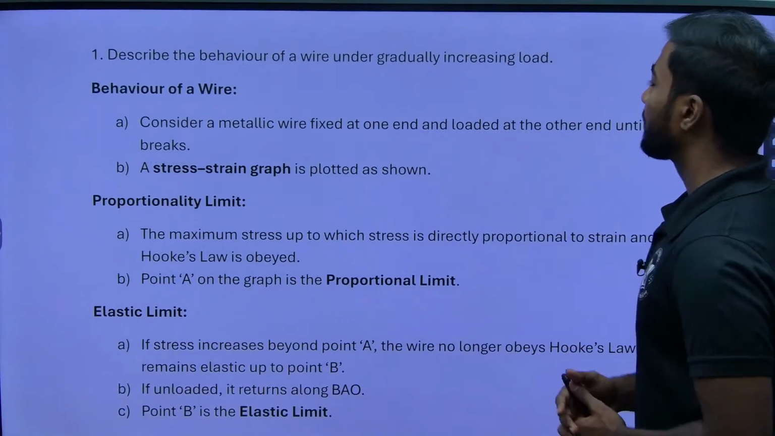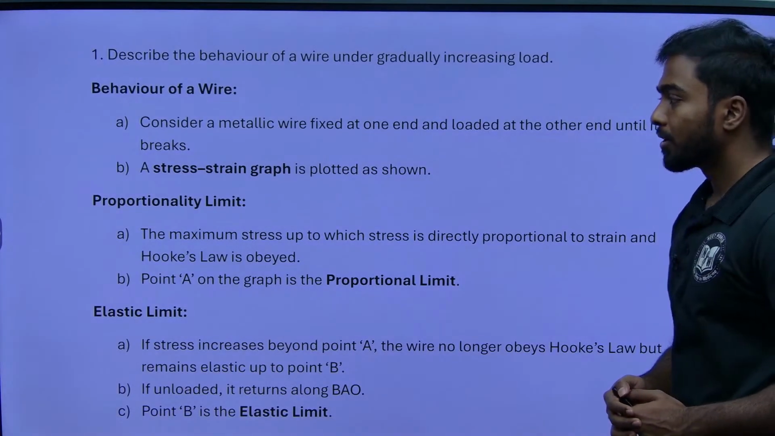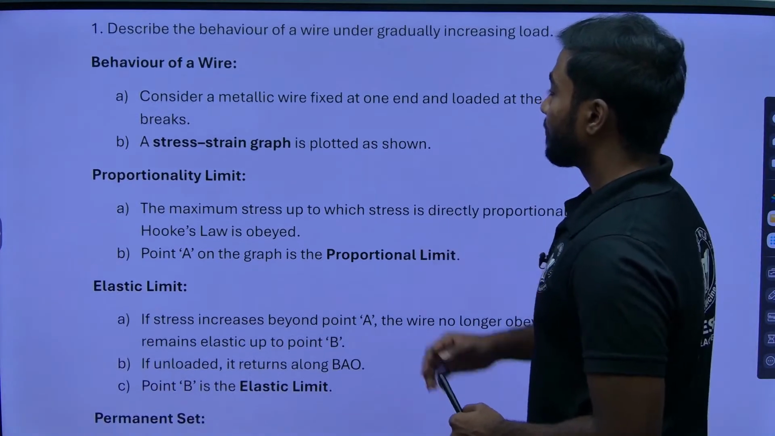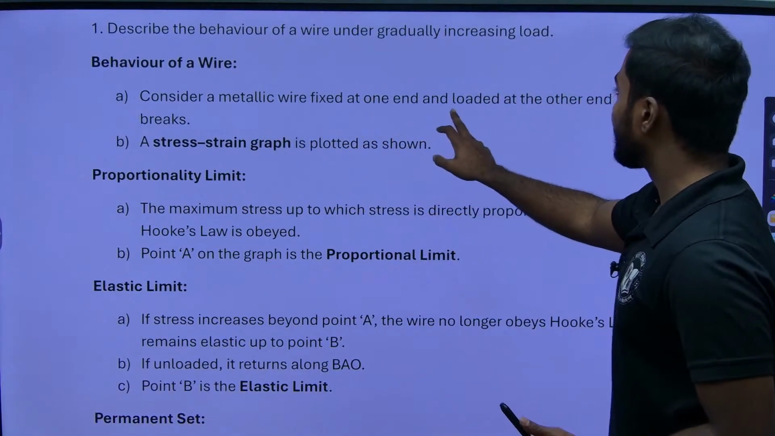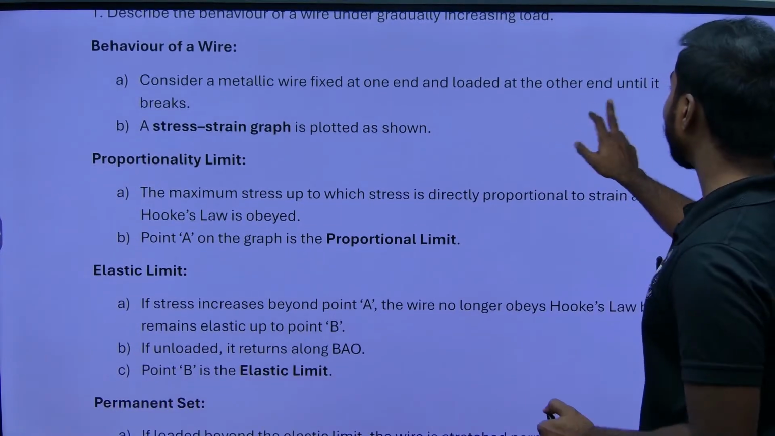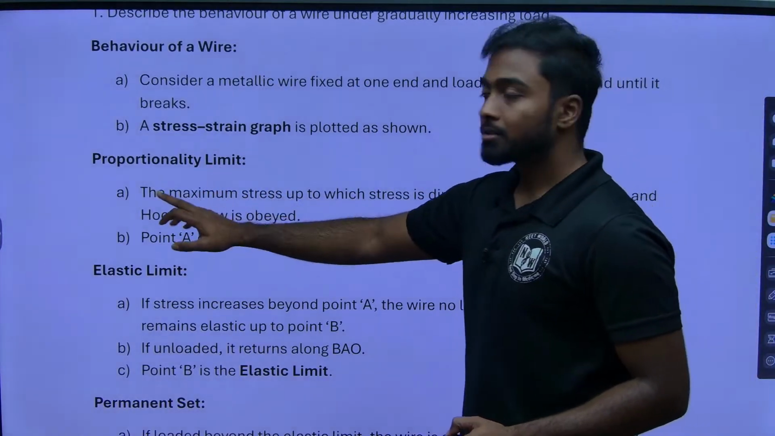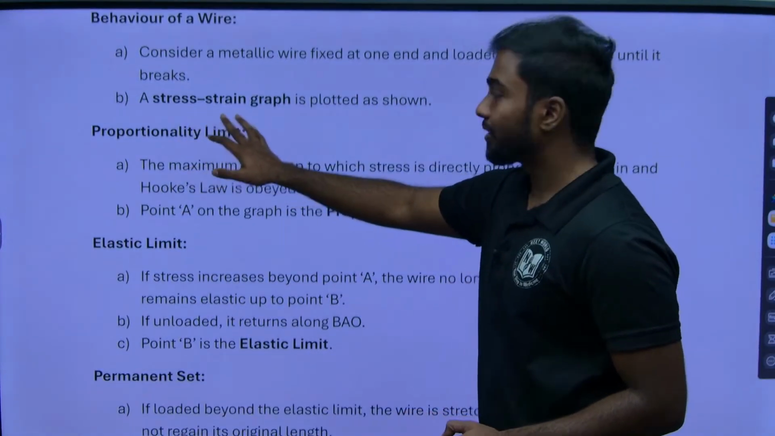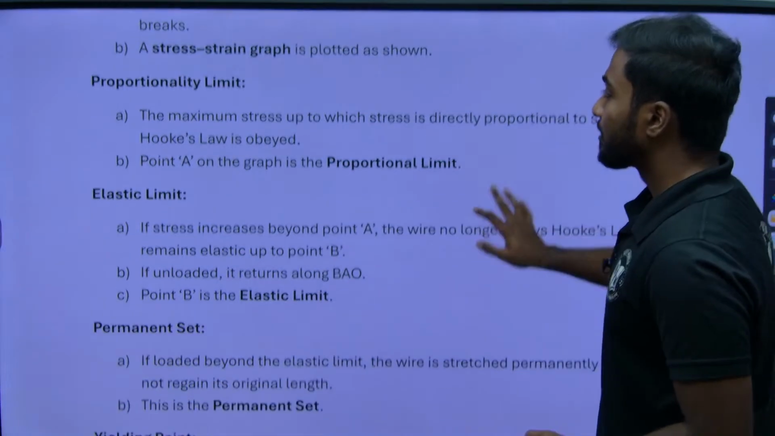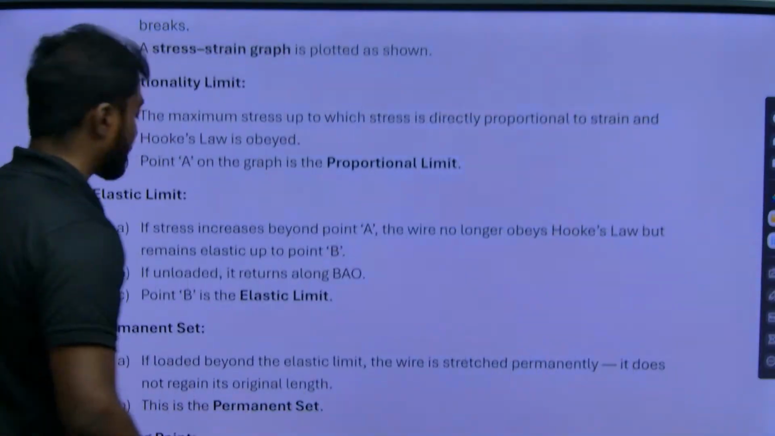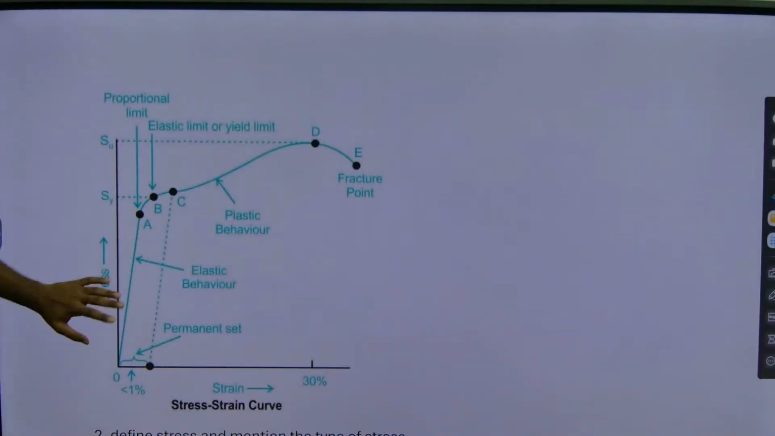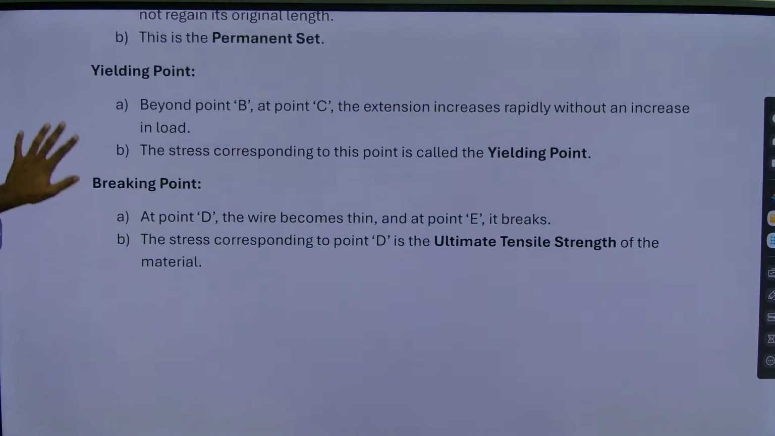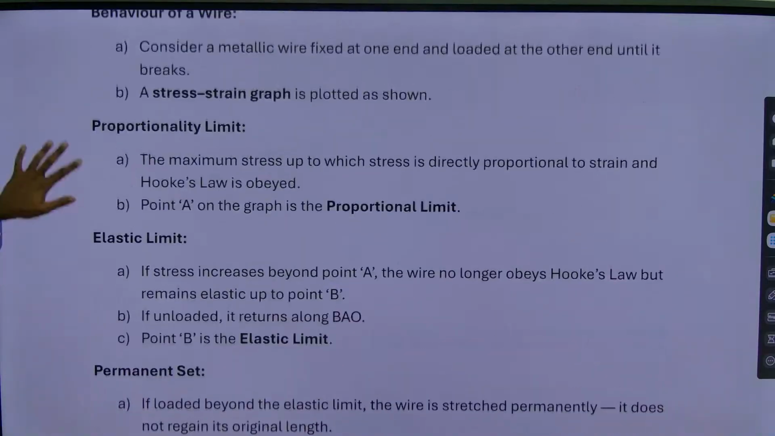Describe the behavior of the wire under gradually increasing load. So behavior of wire, when we consider a metallic wire fixed at one end and load is applied on the other end until it breaks. So we will discuss in the type of stress and strain graph: proportionality limit, elastic limit, permanent set, yielding point, and breaking point. That one we have talked about here, right? That's the first question, so let us discuss once again here.